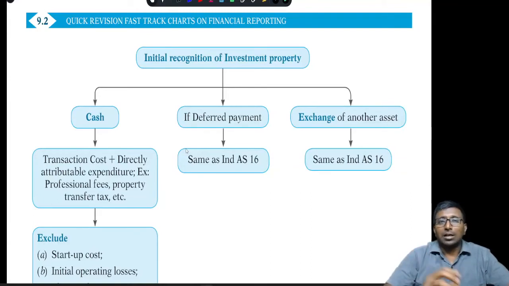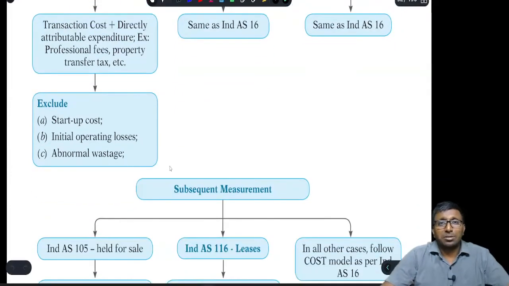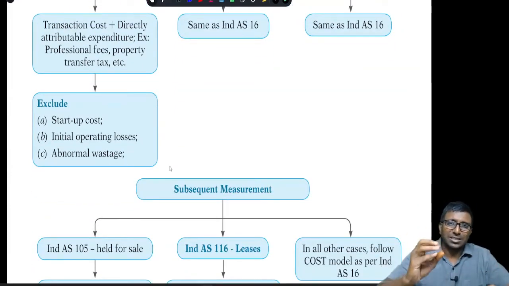And if it is a part of barter, that is an exchange of assets, under that circumstance it's the same thing we discussed under Ind AS 16, the same will be followed, that is the fair value model or the book value model which we discussed. And the normal things, what the cost does not include. That means initial recognition will be at cost, right?